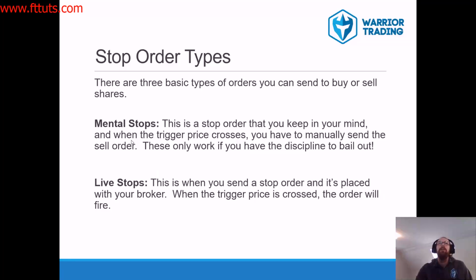All right. So in addition to those three stop types, you've got these other two. So I guess these are 5 stop types. You've got mental stops, and then you have live stops. Now, a mental stop is when I say in my head that if the stock goes below X price, I'm out. So if the stock drops below, let's say 350, I'll sell. But it only works if you have the discipline to press the sell button. A lot of traders don't have the discipline to do that.